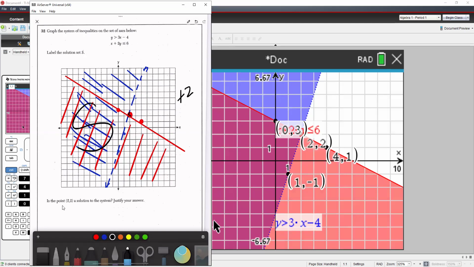Now I just have to answer this question. It says, is the point 2, 2 a solution to the system? Justify your answer. All you have to do is go and plot that point and see if it falls within the solution set. So we already know that that point is on both lines. So I'm going to go over to the right 2, up 2. So this point right here, that's what they're asking. Is that in the solution set?